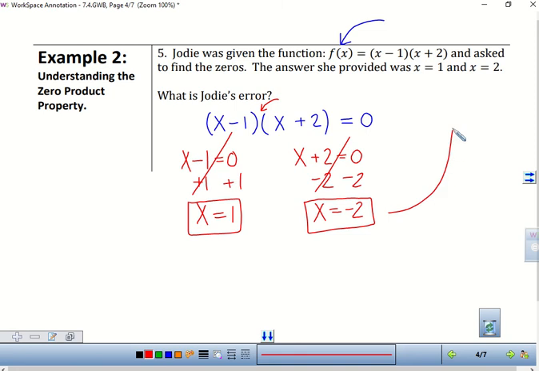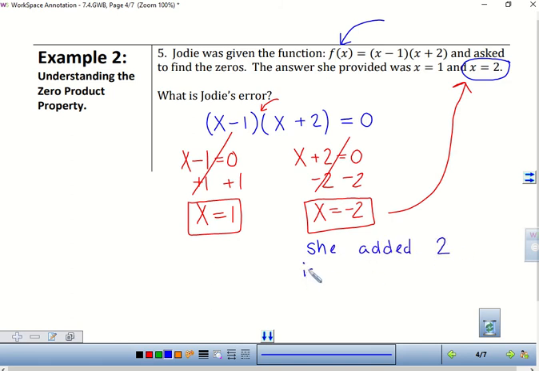So these are the two answers I got. Do these match the answers that Jody got? No. What was her error? Which one did she get wrong? The second one, right? We got a negative 2, she got a regular 2, right? So her error was that she added the 2 over instead of subtracting it, right? So she added 2 instead of subtracting 2.